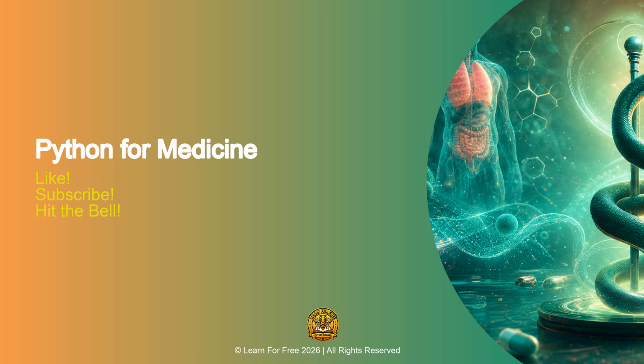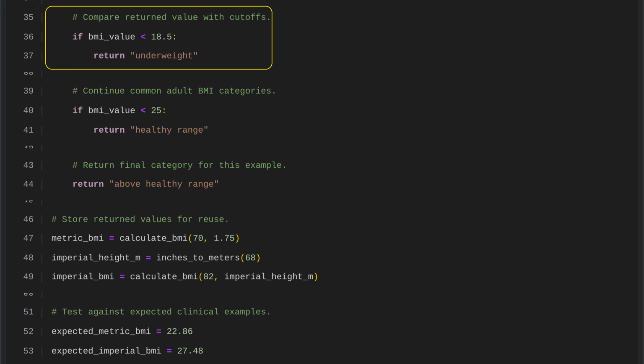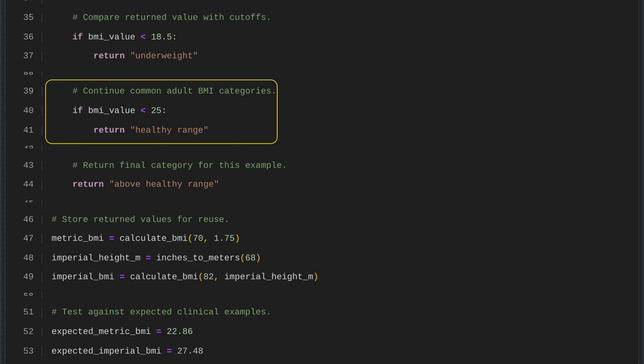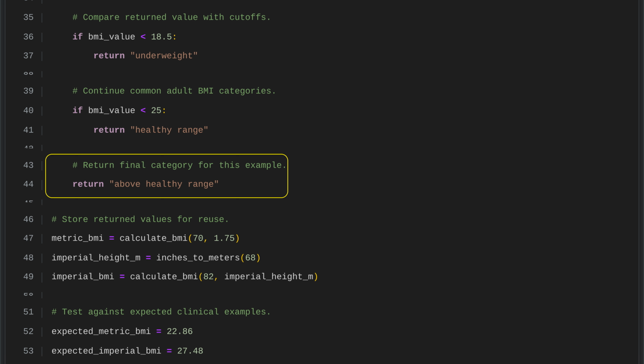The code classifies a BMI value below 18.5 as underweight. In that case, the function returns the underweight category using the standard BMI cutoff. The code checks whether a BMI value is below 25. If so, it labels the result as a healthy range, meaning the BMI falls within the standard normal range for adults. This part of the function labels a BMI value as above the healthy range when it does not fit earlier categories, such as underweight or healthy range. It provides a clear category for BMI values that are higher than the healthy range.